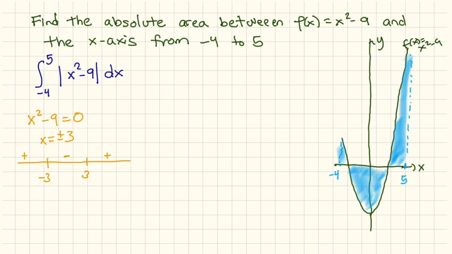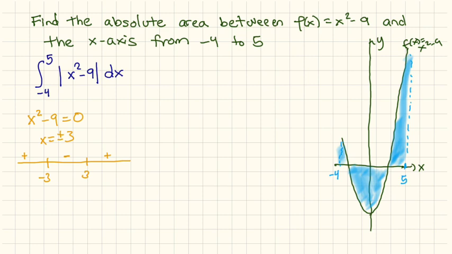Below -3, if I plug in, say, -4, I get a positive value. If I plug in 0, I get a negative value. Then if I plug in +4, I get a positive value. So we already know from the picture where the negative region is, but this is how you would do it if you didn't know and you didn't have the picture.